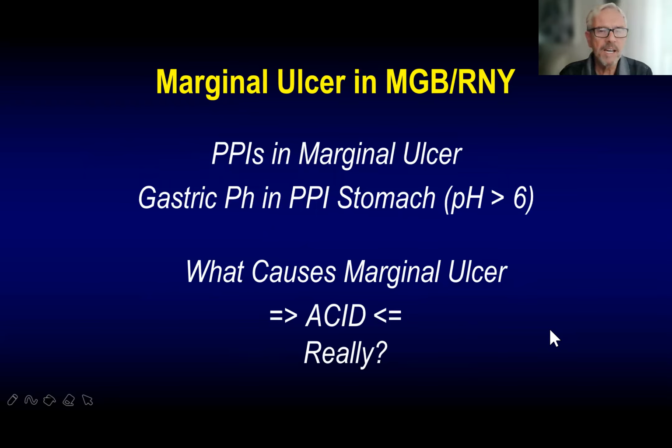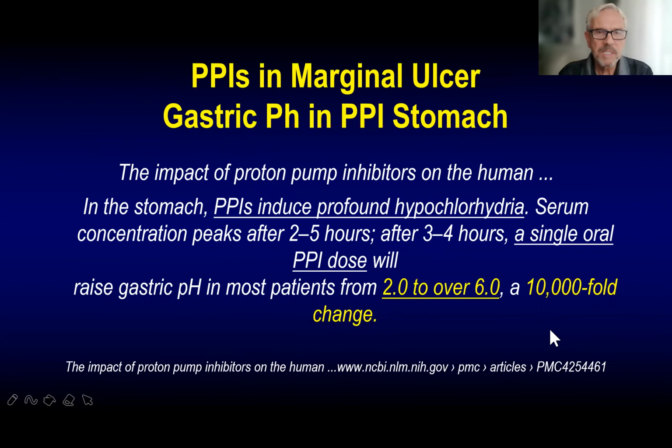The gastric pH in somebody who's getting PPIs is usually greater than 6. And what causes marginal ulcer? We were on a conference call on this not long ago, and people were saying acid, and one surgeon was saying he did truncal vagotomies. We're not going to talk too much about that today, but I think that's a mistake. Basically, the gastric pH in a PPI stomach is already neutral. They're hypochlorhydric. A single dose of PPI decreases the acid 10,000-fold, from a pH of 2 up to 6.